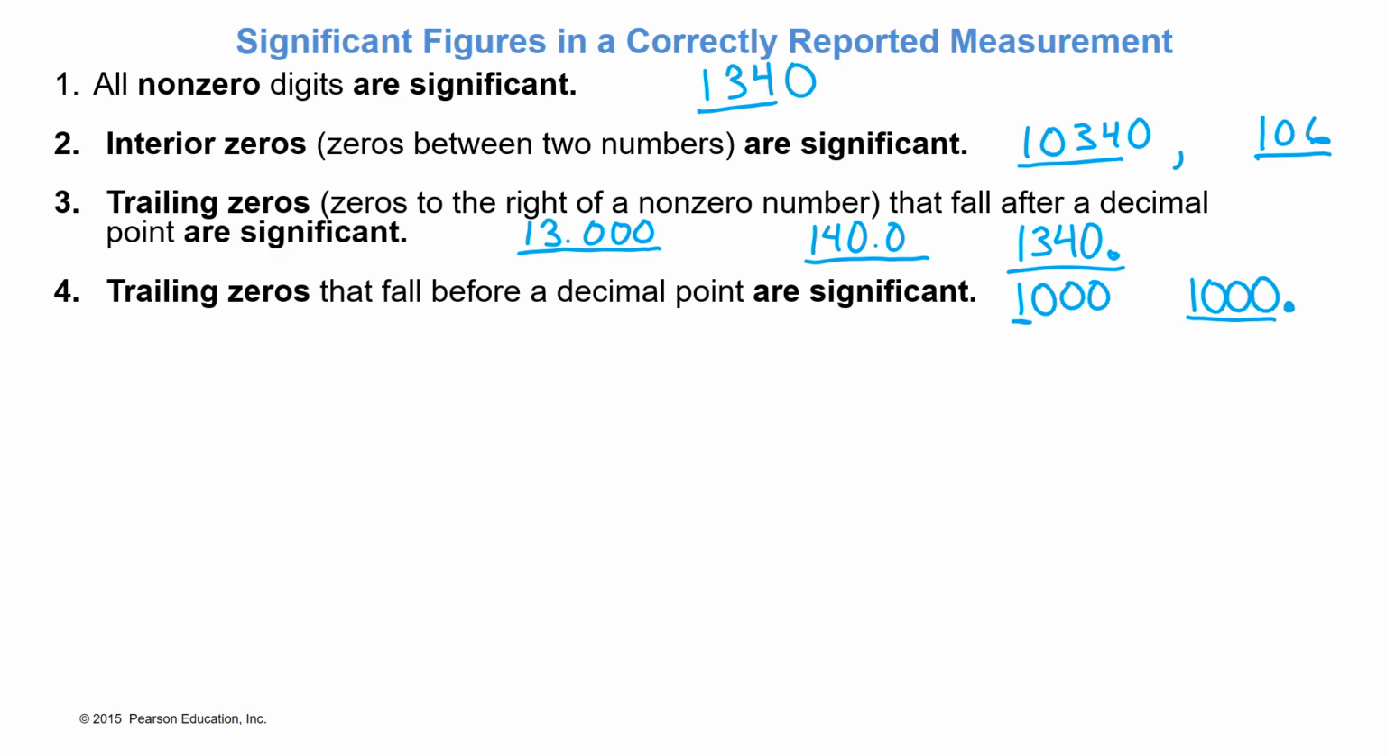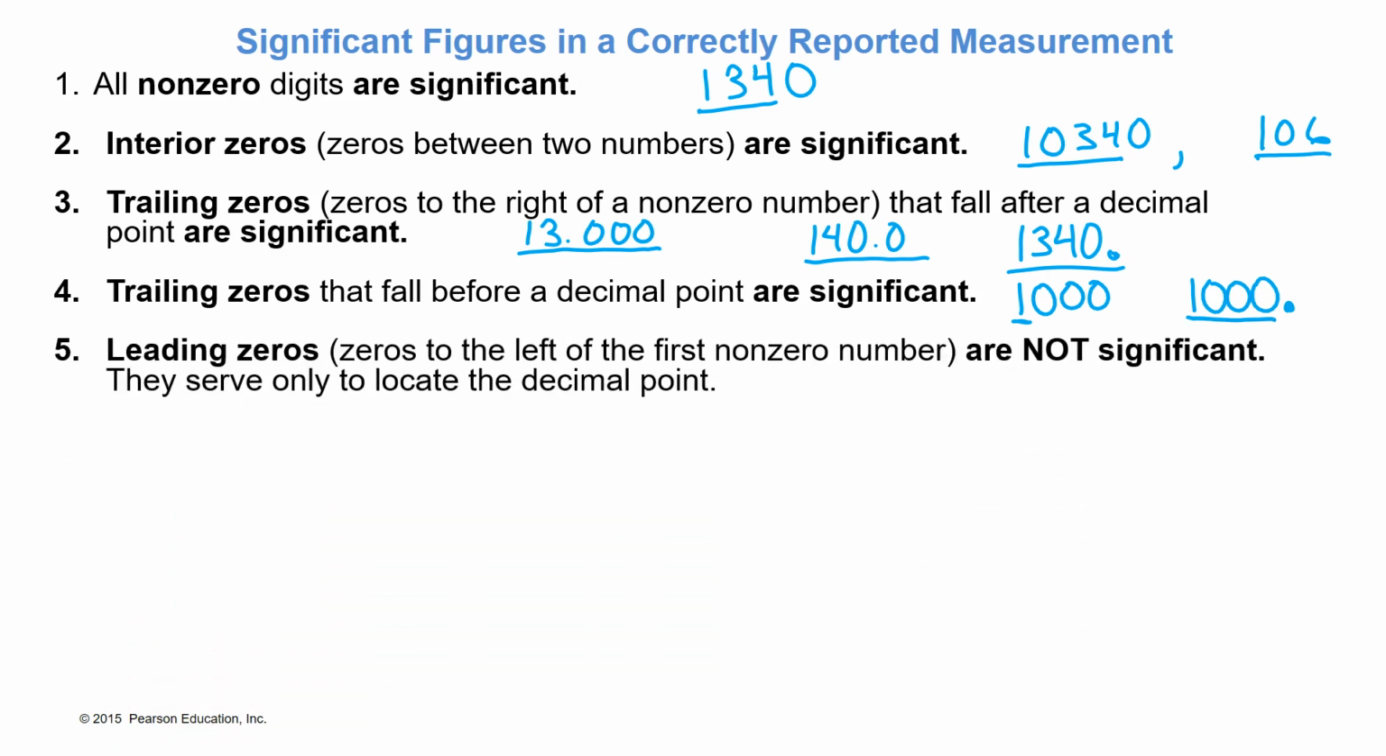Now, most of the time, students are with me until I get here, and then the next few are where confusion comes sometimes because we want to overthink the answer. So the only time you're ever going to have leading zeros is in a decimal number. And in this class, we are going to take measurements that end up being really, really small. So we might have 0.00 something. All right. So in this one, rule number 5 says leading zeros, zeros to the left of the first non-zero number, are not considered significant.